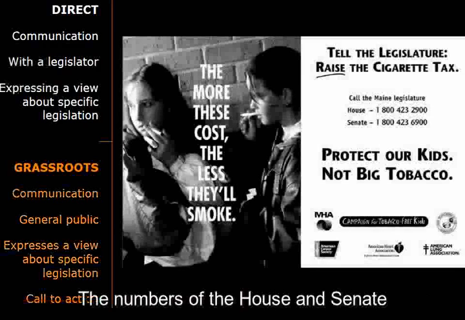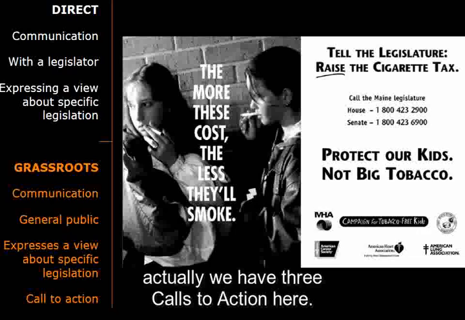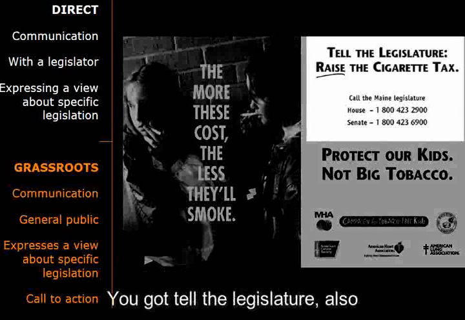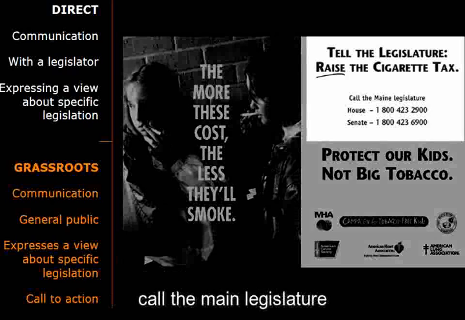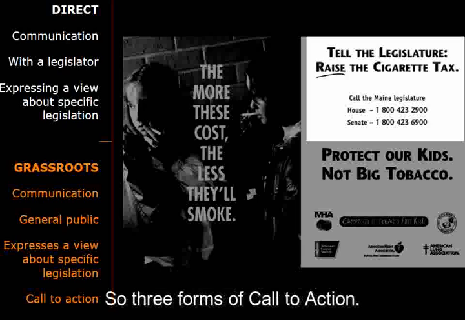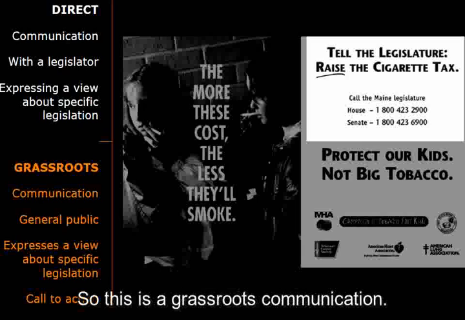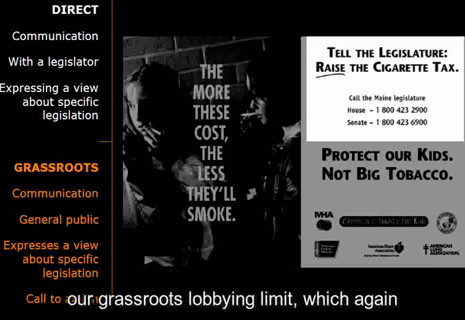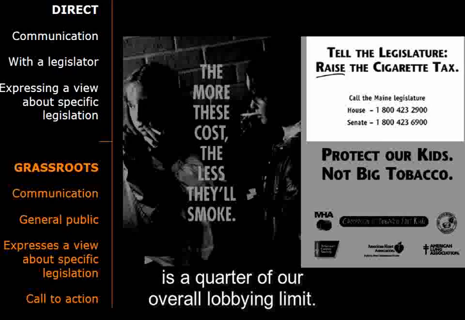The numbers of the House and Senate, actually we have 3 calls to action here. You've got tell the legislature, also call the legislature, and then finally listing the contact information. So 3 forms of a call to action. So this is a grassroots communication. So we're talking about how to expand our grassroots lobbying limit, which is, again, a quarter of our overall lobbying limit.